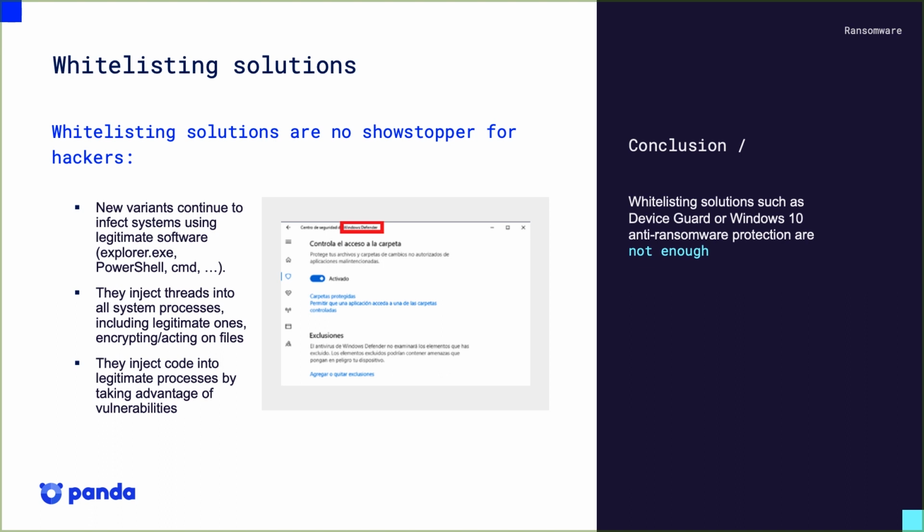However, what we find are whitelisting solutions are no showstoppers for hackers. A couple of the main reasons for this: we still see new variants today that continue to infect systems using legitimate software. So Explorer.exe, PowerShell, CMD, and the way that they use these processes is to inject threads into them and use those for their activities. Where the whitelisting solution fails, if it's just permitting applications by file name or by vendor, is that those applications are typically system files and are normally going to be whitelisted and permitted to run in any environment.